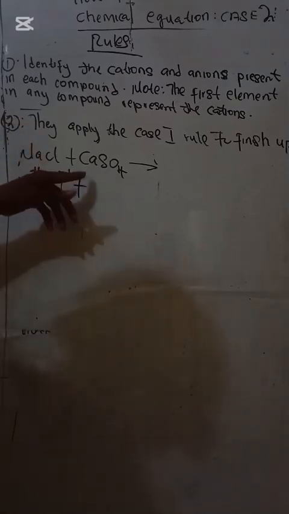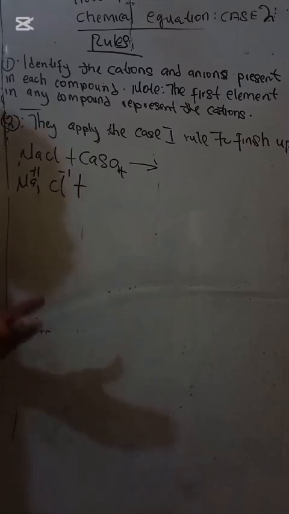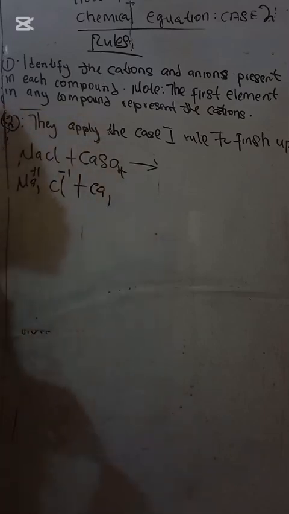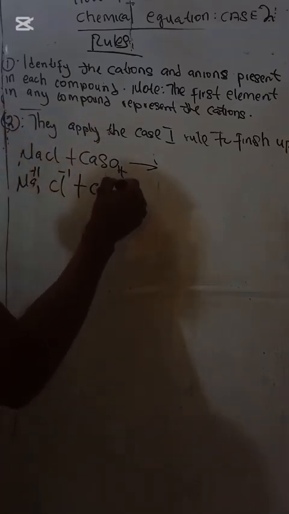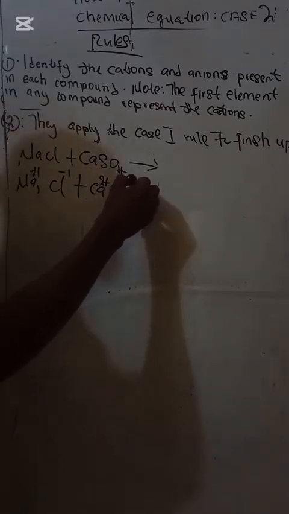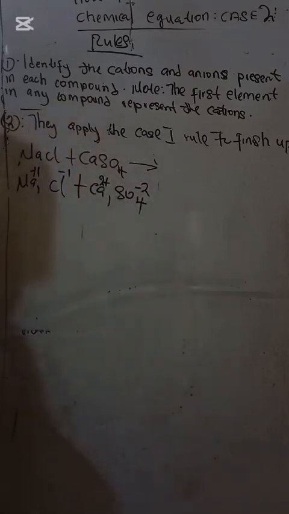Now this is calcium tetraoxosulfate 6. And remember, the first element is the cation. The first element here is what? Ca. So I will quickly write Ca. The remaining one is the anion, so I will write SO4. So what is the charge of Ca? If you go through the first video, the charge of Ca is +2 and the charge of SO4 is -2. Now look at this. You have identified the cations and the anions present in each of the compounds.